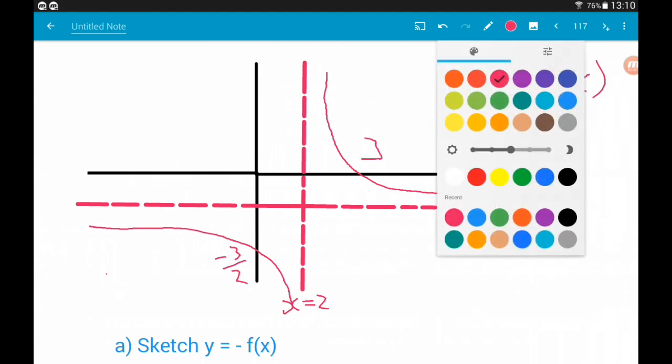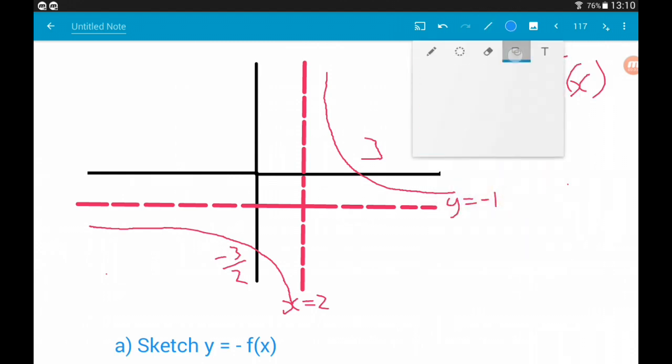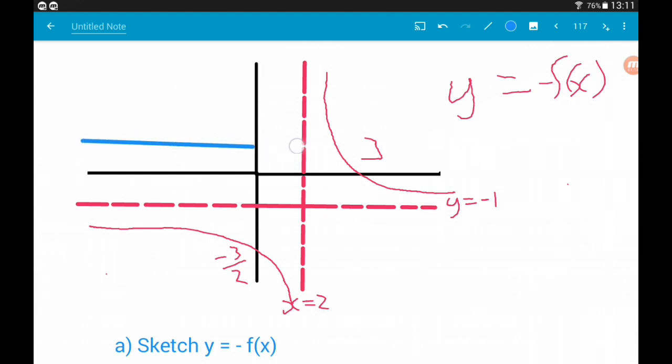First of all then, we want to sketch y equals minus f of x. So again, minus f of x is a reflection in the x-axis. So our vertical asymptote, x equals 2, is not going to change. What is going to change though is our horizontal asymptote, y equals minus 1. That is going to reflect through the x-axis to y equals positive 1. So that's the first thing.